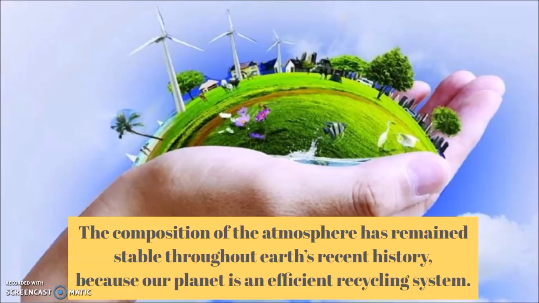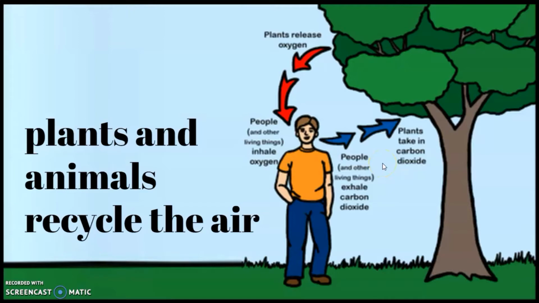Now the composition of our atmosphere down here has remained pretty much the same throughout Earth's recent history in terms of geological time. The reason for this is our planet is an efficient recycling system. The recycling system looks something like this. Plants take in carbon dioxide for photosynthesis and release oxygen as part of that same process. People then breathe in that oxygen, as well as other animals, and exhale the carbon back into the plants.